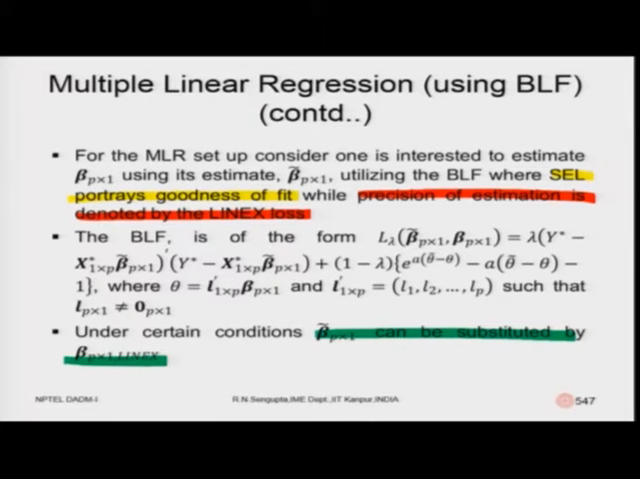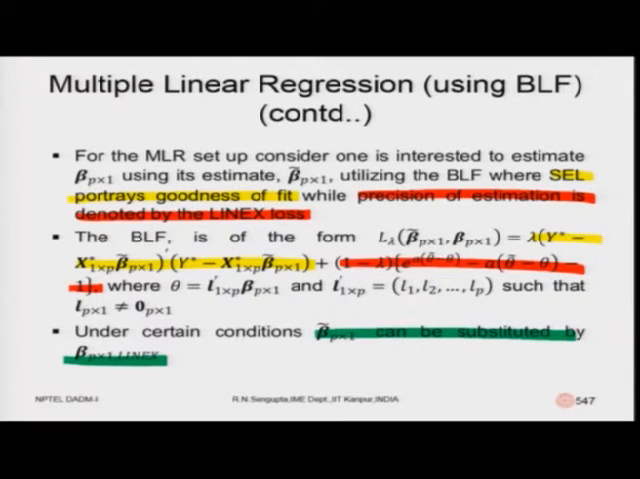So, the balance loss function is now, I will highlight it in yellow color, the goodness of fit which you have, with 1 minus lambda as the weightage which you give for the precision of estimation. Again here theta will be equal to the vector L, column or row whichever you want to denote, multiplied by beta, and theta is a scalar quantity. L, as I said, cannot be all 0. Under certain conditions we will use beta tilde replaced by beta corresponding to the Linex loss.